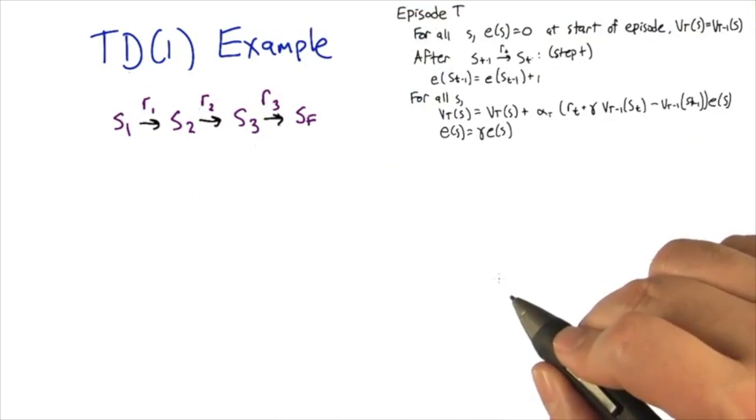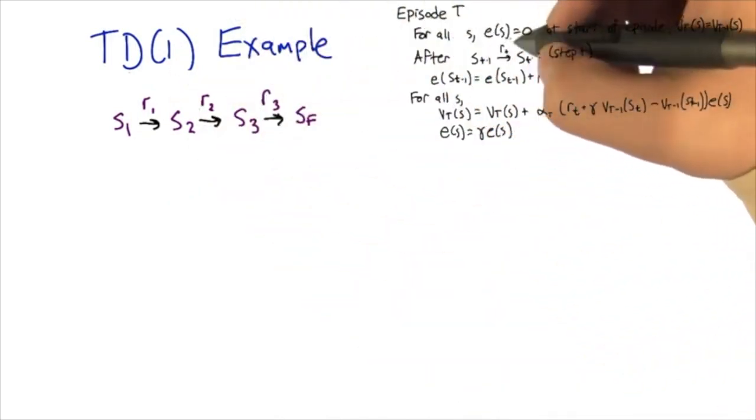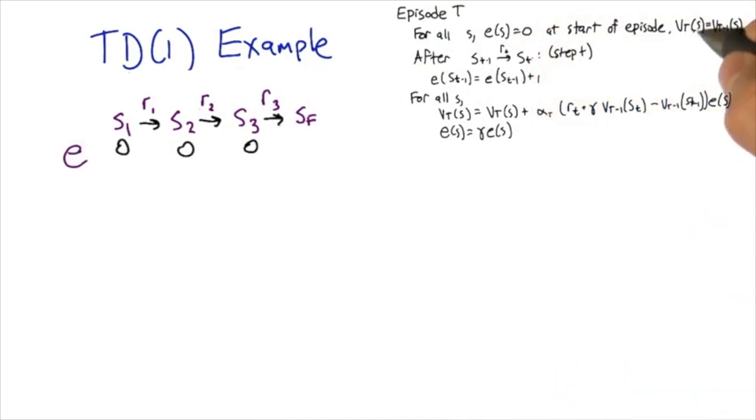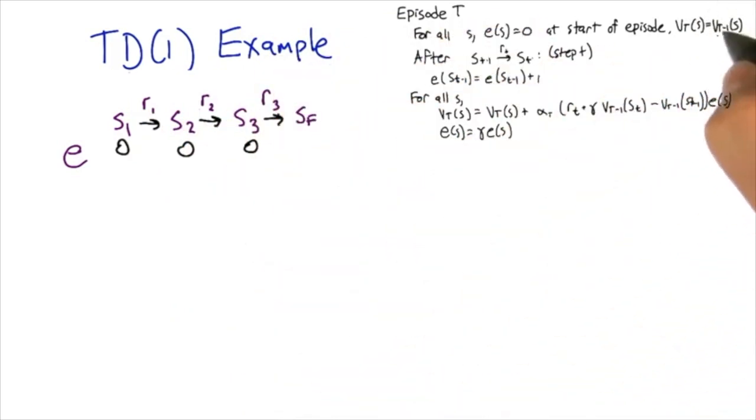So what we're doing here is we start off at the beginning of an episode. We say that the eligibility for all the states is 0. And the new value function is whatever the value function was at the end of the previous episode. So we just make a note of that. What we're going to do for this example is just keep track of the changes. So ultimately it's all going to get added to whatever the previous value was.